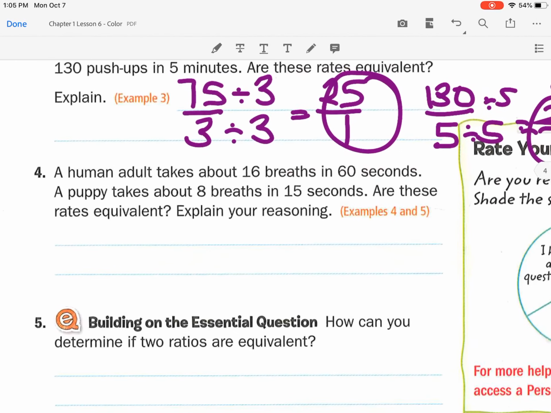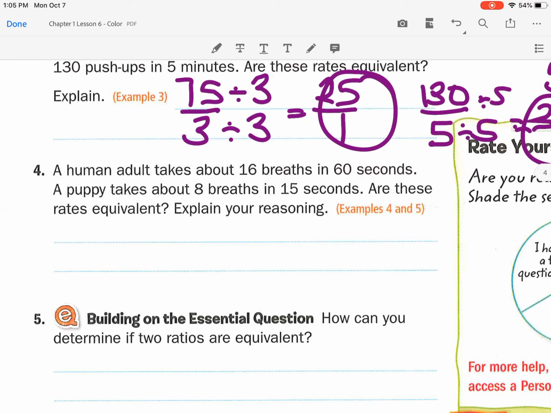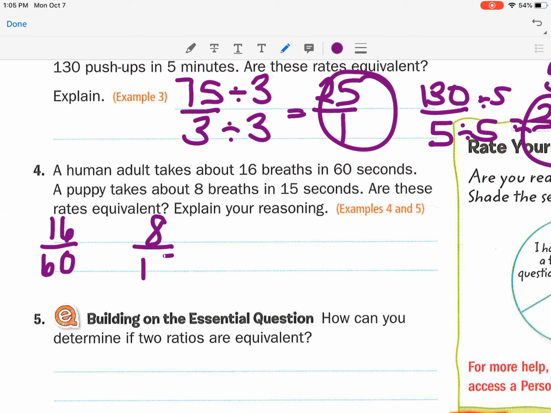Okay, let's see if we can do equivalent fractions with this problem. It says a human adult takes about 16 breaths in 60 seconds. So 16 breaths in 60 seconds. And a puppy takes about 8 breaths in 15 seconds. So how do I get from 16 to 8? And how do I get from 60 to 15?